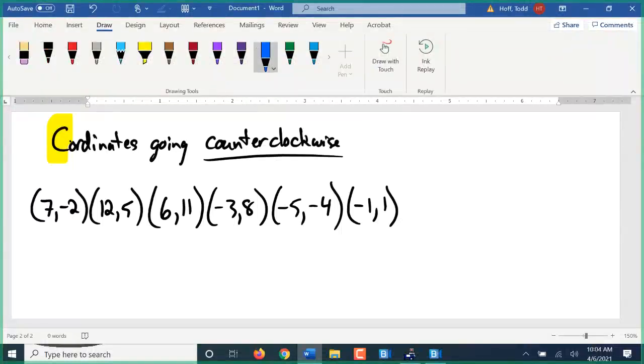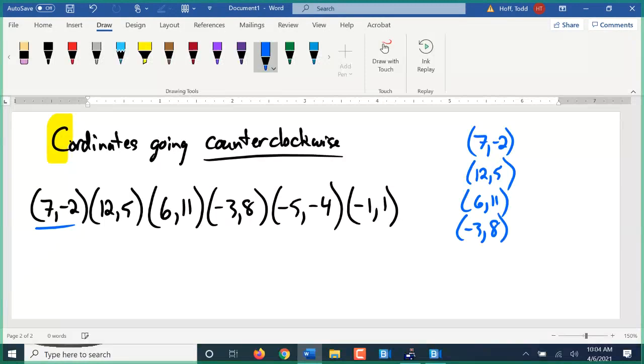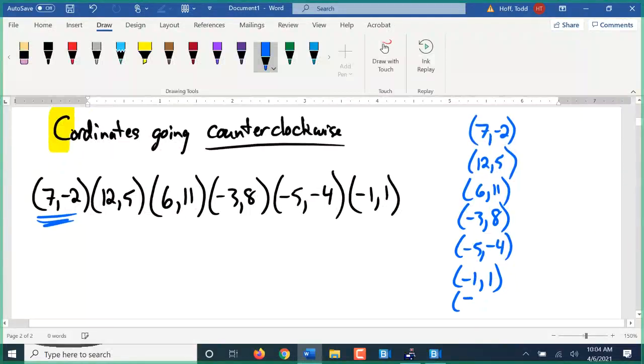To find the area of that, I start with my first point here, trusting that it really is going around counterclockwise. I'm just going to list them: 7, -2, 12, 5, 6, 11, -3, 8, -5, -4, and -1, 1. Now there's something I'm still missing here. Remember, we always have to list the first point again at the end. We have to get back to that starting point. So we've got to list that 7, -2 again.